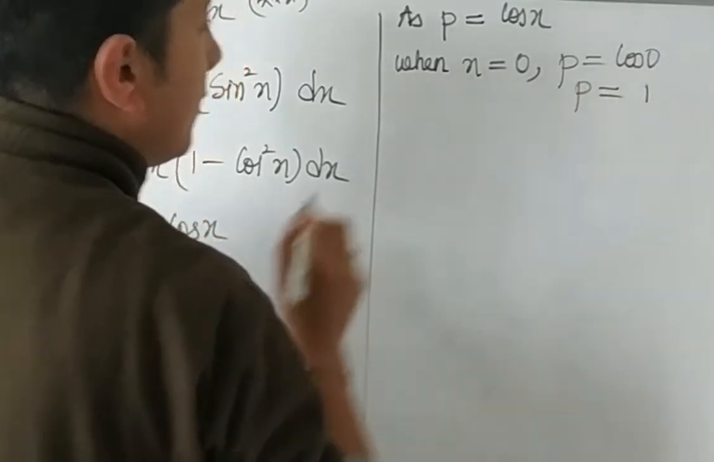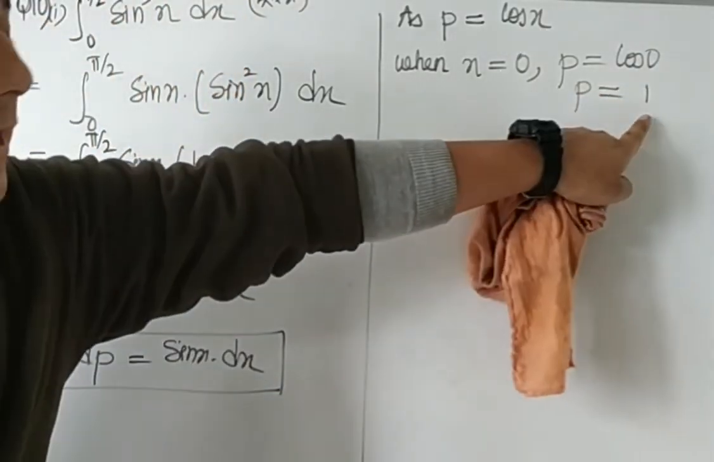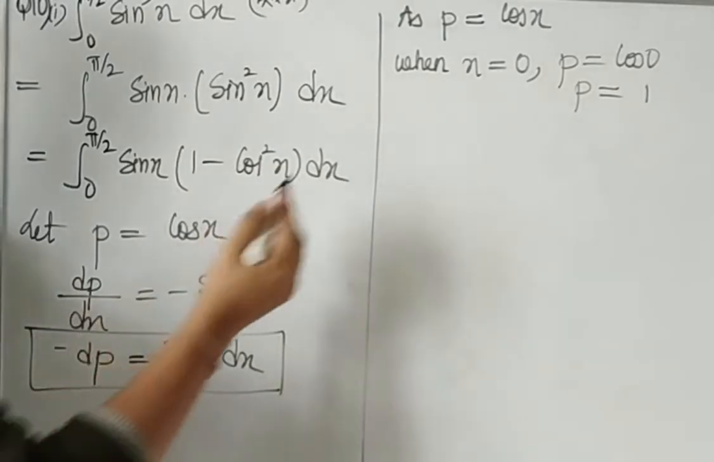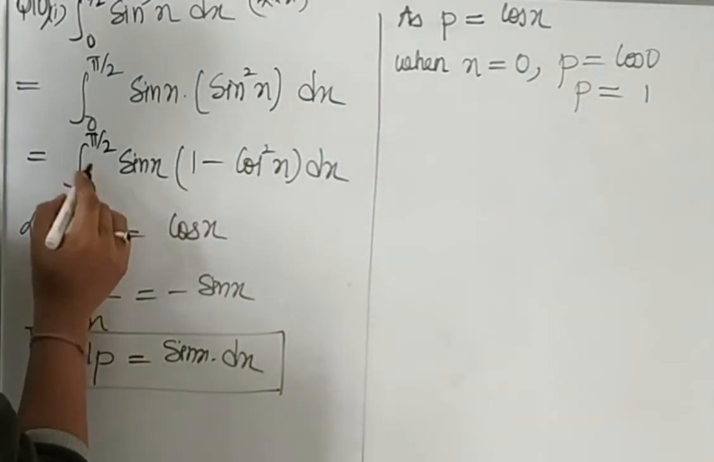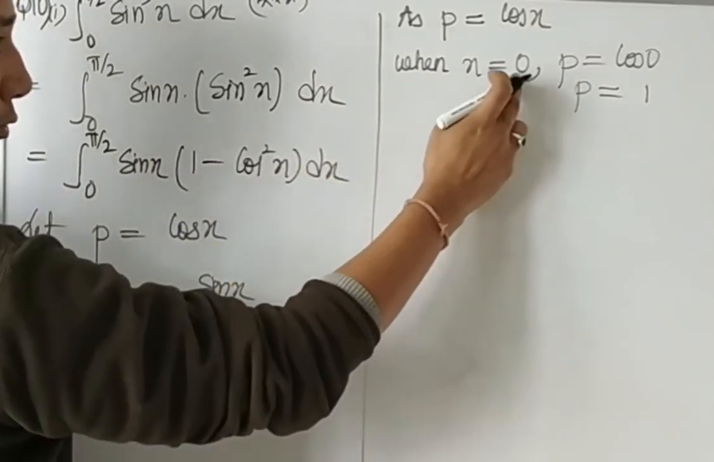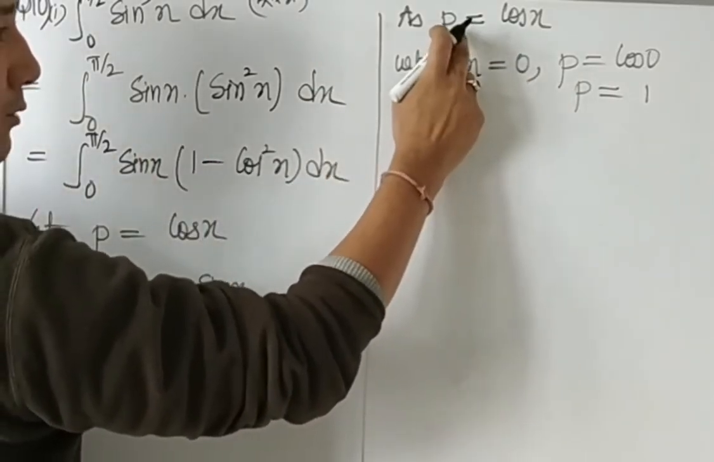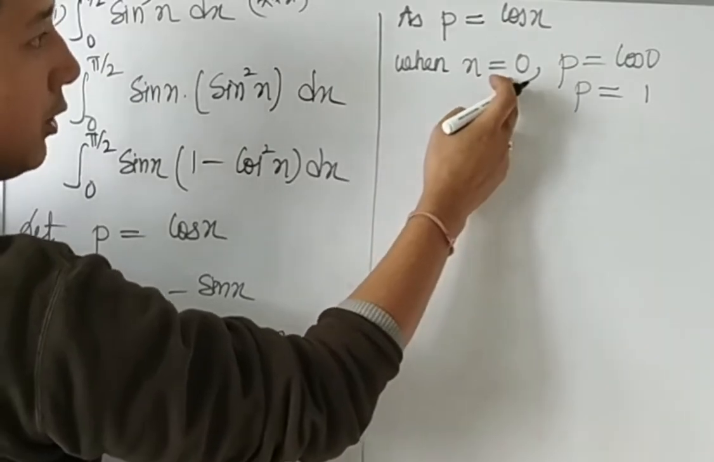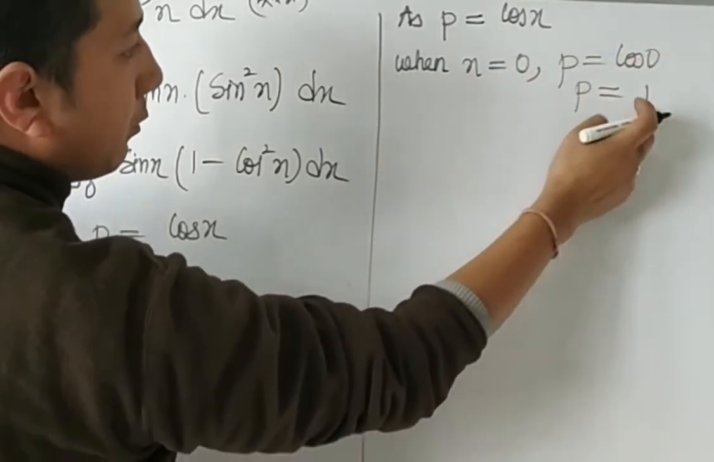Cos 0 is 1. So the new lower limit will be 1. Okay, this is very important. When we are putting the lower limit, when x equals 0, according to the assumption, p equals cos x. When x equals 0, p equals cos 0, so p equals 1.